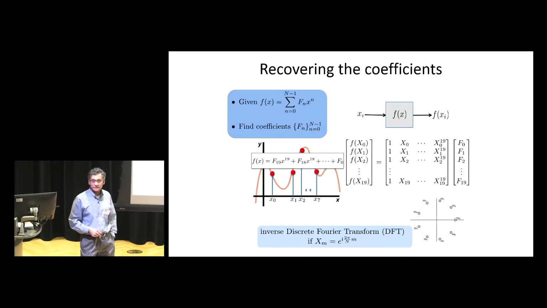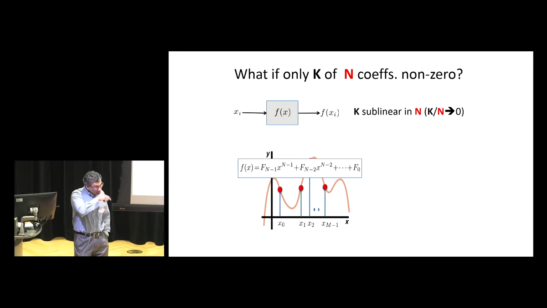If you pick the points as the complex roots of unity, equally spaced, you will get exactly the DFT. OK, but we are interested in knowing what happens if the degrees of freedom, which is the number of sparse coefficients, is small. It's sublinear. By sublinear, we mean that k over n goes to 0 as n gets large.